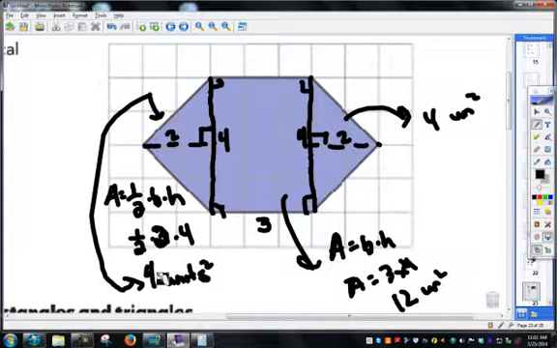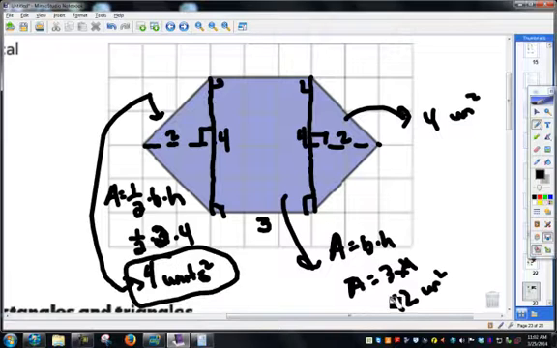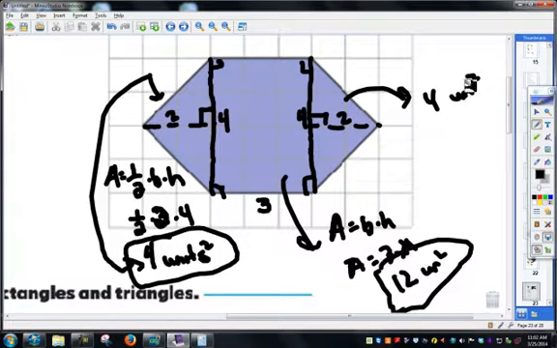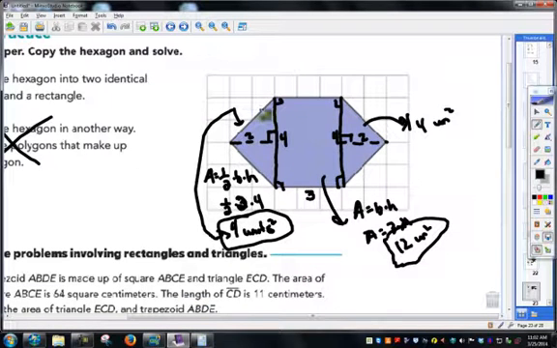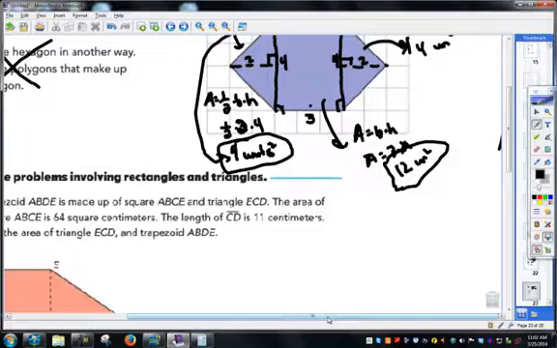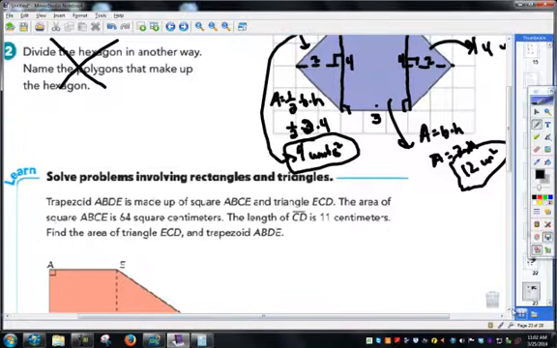Okay, now I'm ready to take this part and this part and add them up. That's going to give me the area of the whole hexagon. There's a formula out there that will find the area of this hexagon, absolutely. But why learn another formula when you can just decompose it into the triangle and the rectangle formulas? So you've got to know those two formulas, triangle and parallelogram.